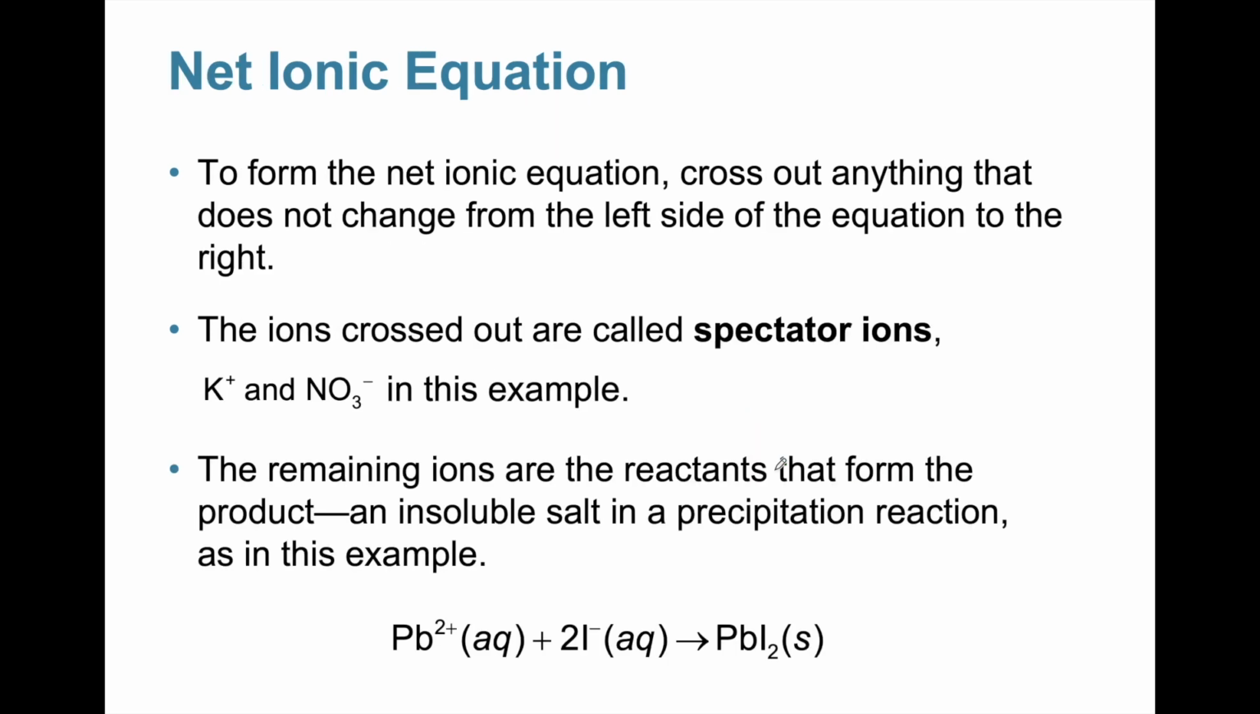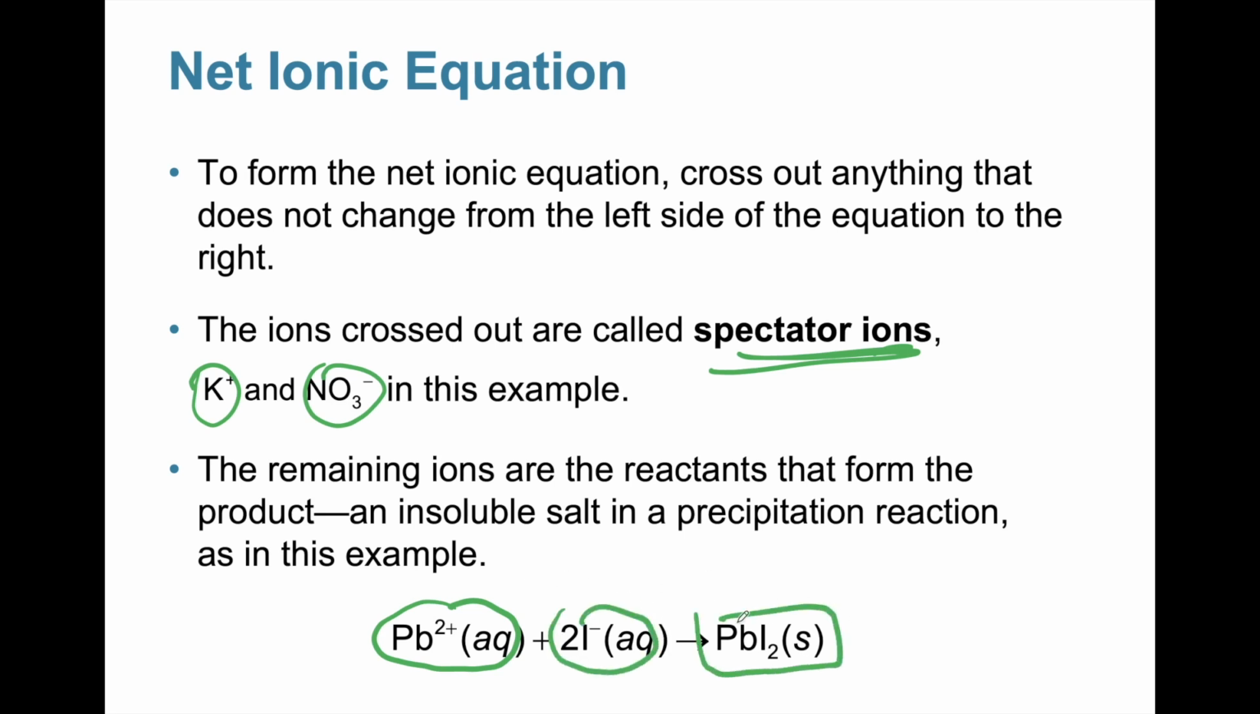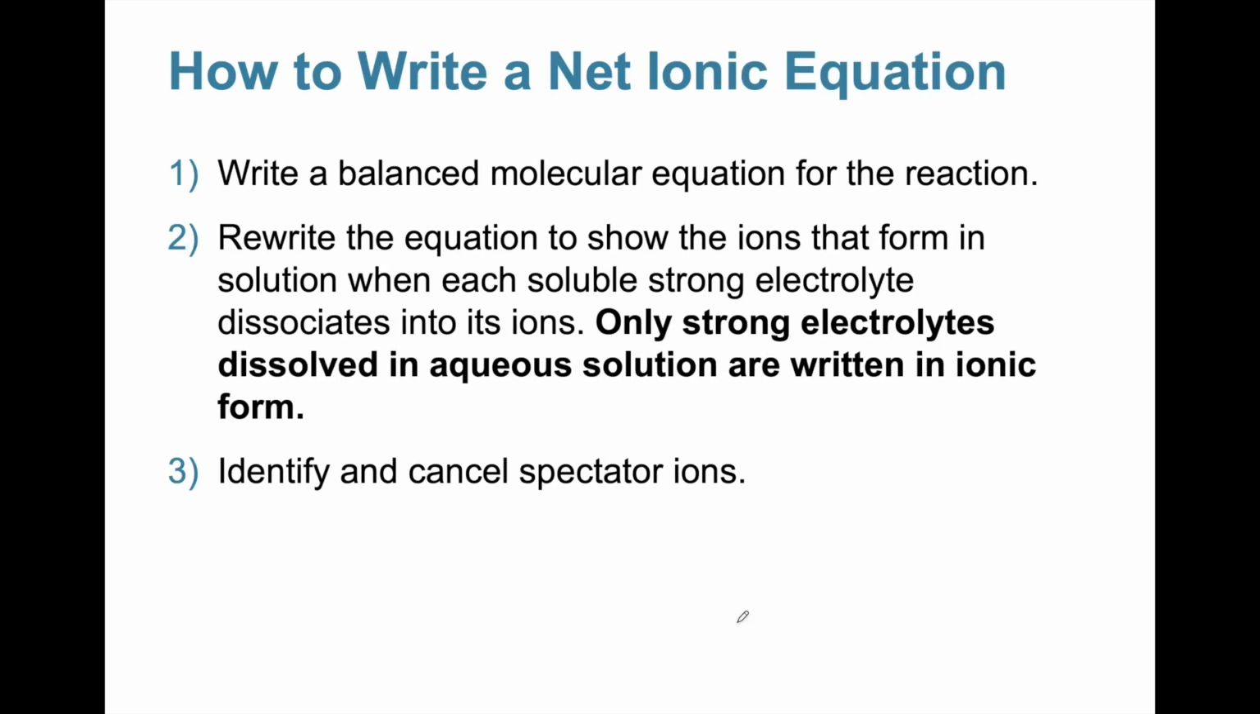And then the net ionic equation will get rid of everything except for the things that precipitate. In that same reaction, remember I called potassium and nitrate spectator ions, right? So we get rid of all the spectator ions and only keep the things that will become a precipitate. And here we know that lead combining with iodide will make lead iodide, and lead iodide is definitely insoluble in water. So it's going to be a precipitate.